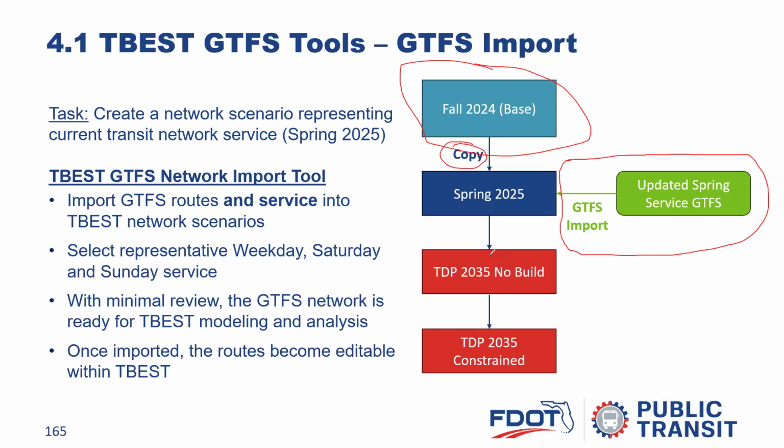We're going to copy the spring 2025 to create a 2035 no build. And once we do that, we're going to copy the no build to create a TDP 2035 constrained plan. So basically, we're using what's inside of this that's updated, the spring 2025, to then build that out into the future, right? So that's our general task and process to create these alternative scenarios now that we've validated for our 2024 base.